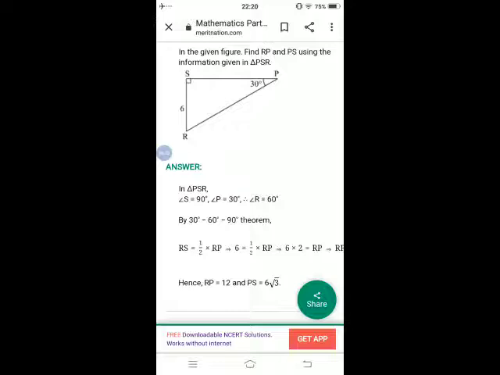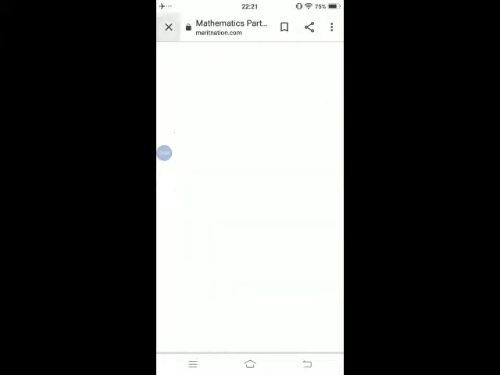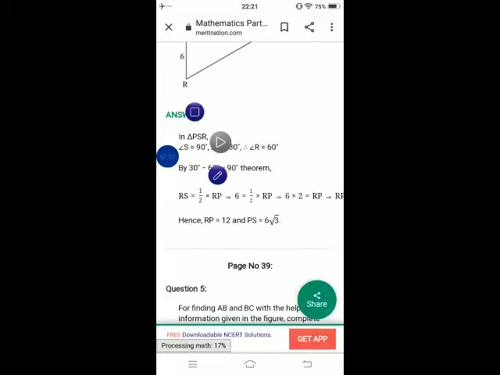The side opposite to 30 degrees is half of the hypotenuse, and the side opposite to 60 degrees is root 3 by 2 of the hypotenuse. Now see, your hypotenuse is PR, the side opposite to the 30 degree angle is SR, and the side opposite to the 60 degree angle is SP. So now how will you write? In triangle PSR, angle S is equal to 90 degrees, angle P is equal to 30 degrees, therefore angle R is equal to 60 degrees. You will write the reason: therefore by 30-60-90 degree triangle.